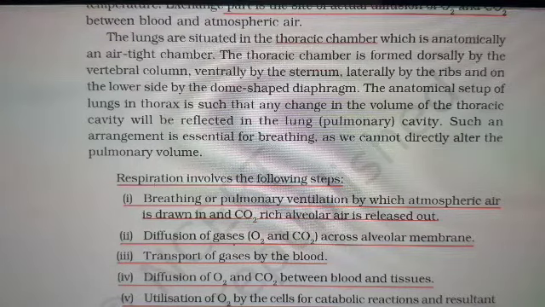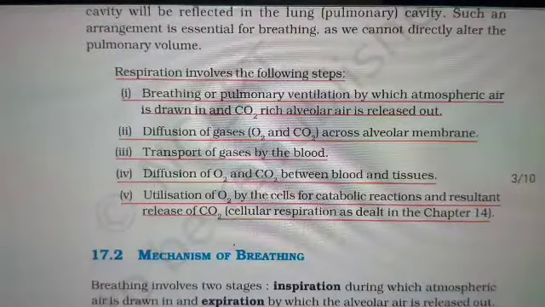What are the steps involved in respiration? Breathing, or inhaling of the gases; then transfer through the alveolar area; diffusion across the alveolar membrane; transport of the gases by the blood; diffusion of oxygen and CO2 between the blood and tissues; utilization of oxygen by the cells, followed by catalytic reactions; and then release of CO2, which goes from the tissue back towards the lungs. These are the main steps involved in the respiration process.